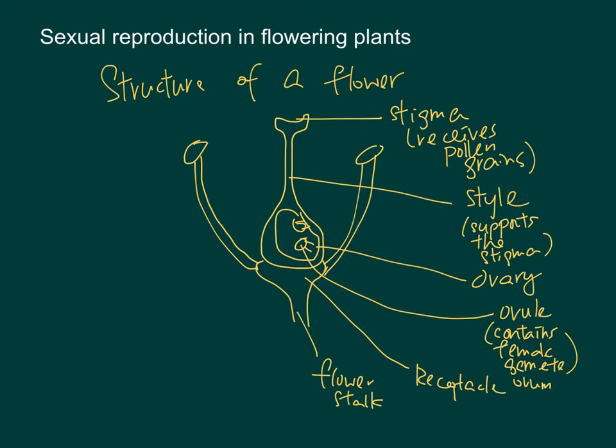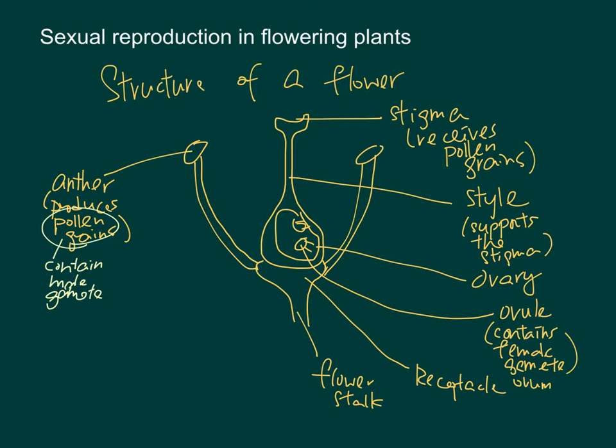Now, this is the male part of the flower. So the male part, first of all, consists of the anther. The anther produces pollen grains, which contain the male gametes inside. Next, we have the filament, which supports the anther.